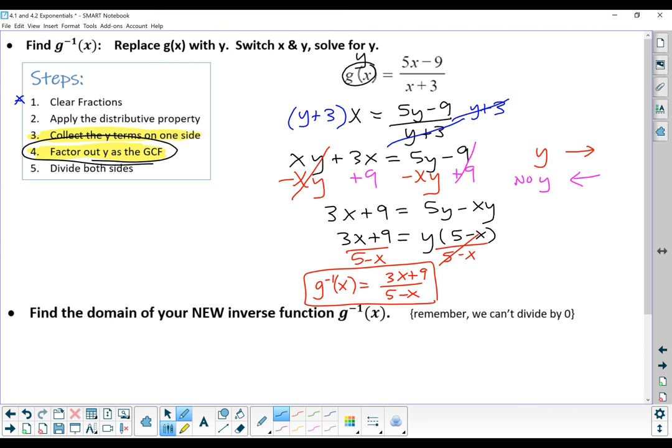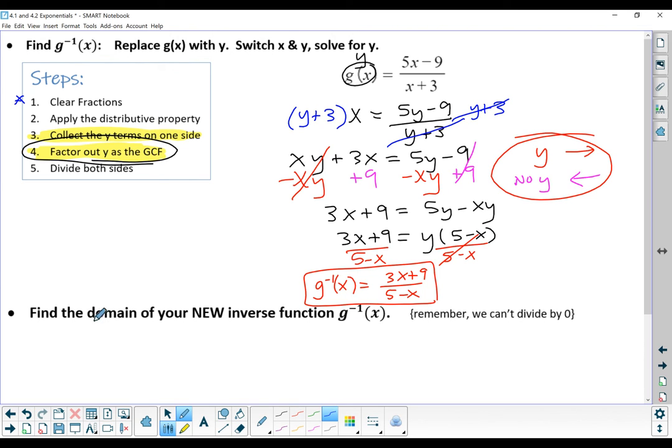Something to note here is that you and your neighbor could be doing exactly the same problem, and you could have a slightly different looking inverse. That's okay. It kind of depends which side you decide to go to. They'll be similar, but they can look slightly different. So don't panic if you're like, mine looks different, even if you're doing the same problem.